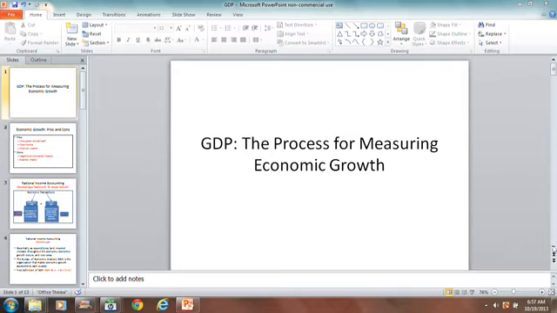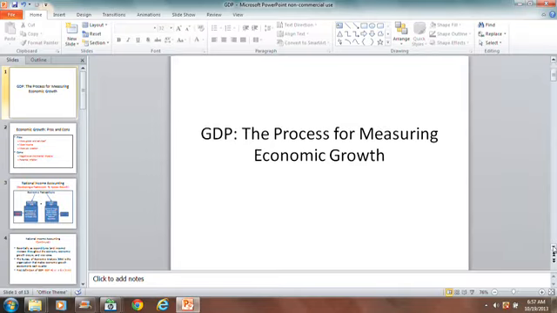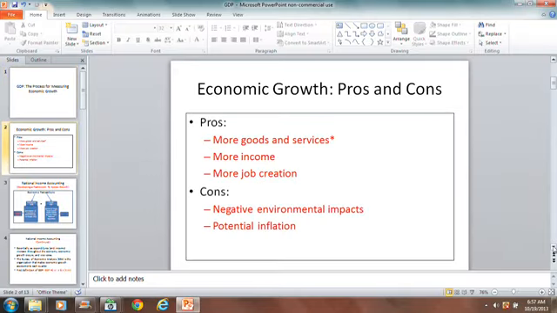Now, clearly, there are some benefits associated with a growing economy. Some of the obvious ones: when the economy grows, we have more goods and services. And in fact, the GDP process focuses on whether there are more goods and services, because that's how we're going to measure growth. If there are larger quantities of output, goods and services, that is the focus of the GDP process.